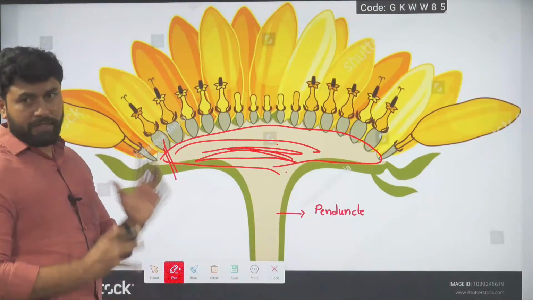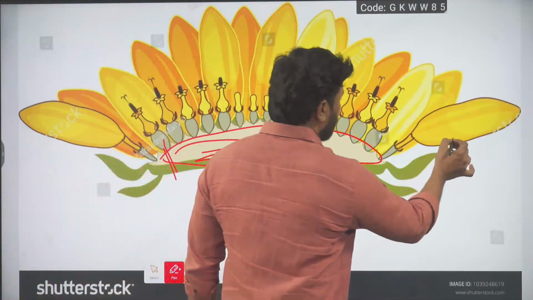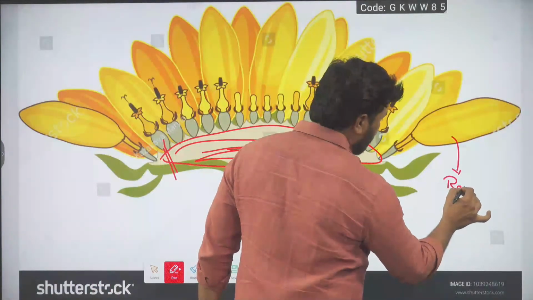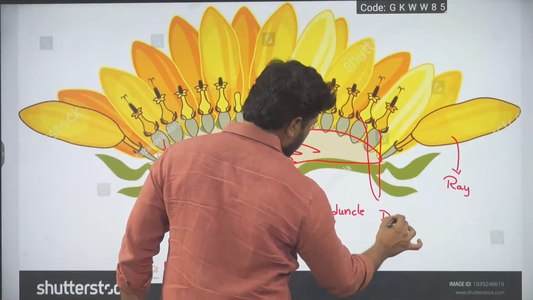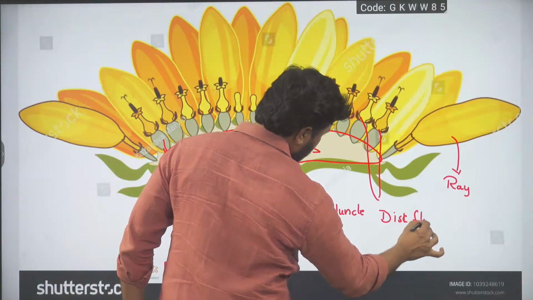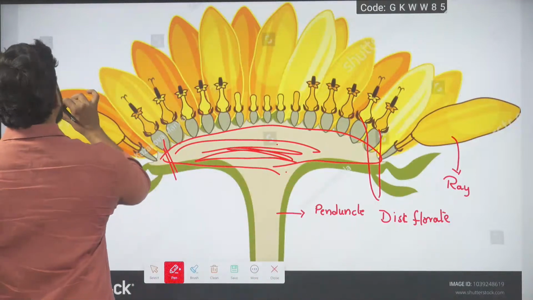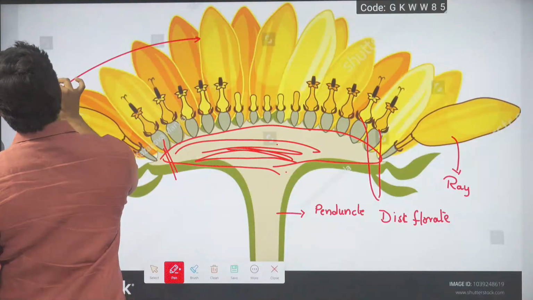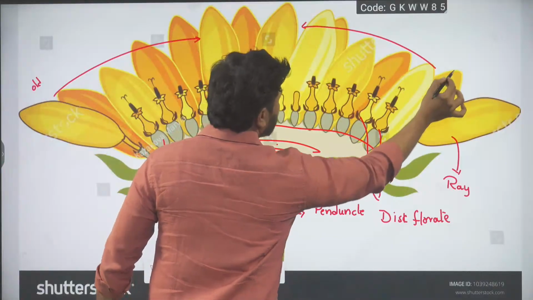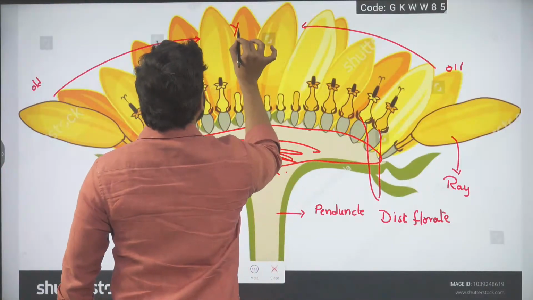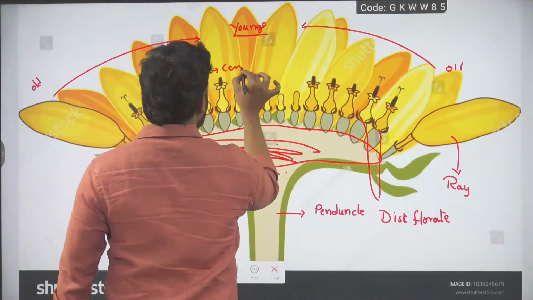On this, flowers develop. If you take sunflower, especially what I have represented, outside flowers are called ray florets. The inner side ones are called disc florets. Disc florets. And whatever it may be, there is always, the old flowers are at the outer periphery, outer side, and young flowers are present at the center. This arrangement we call centripetal order.